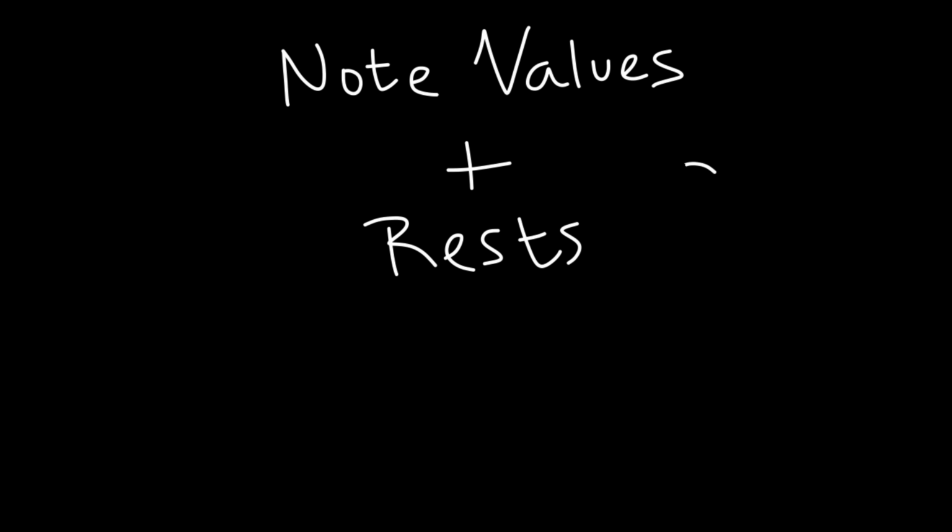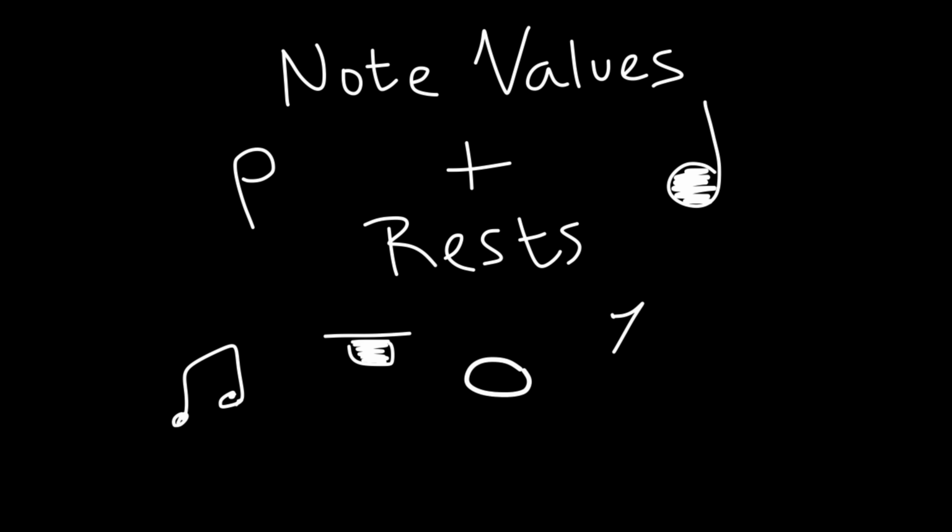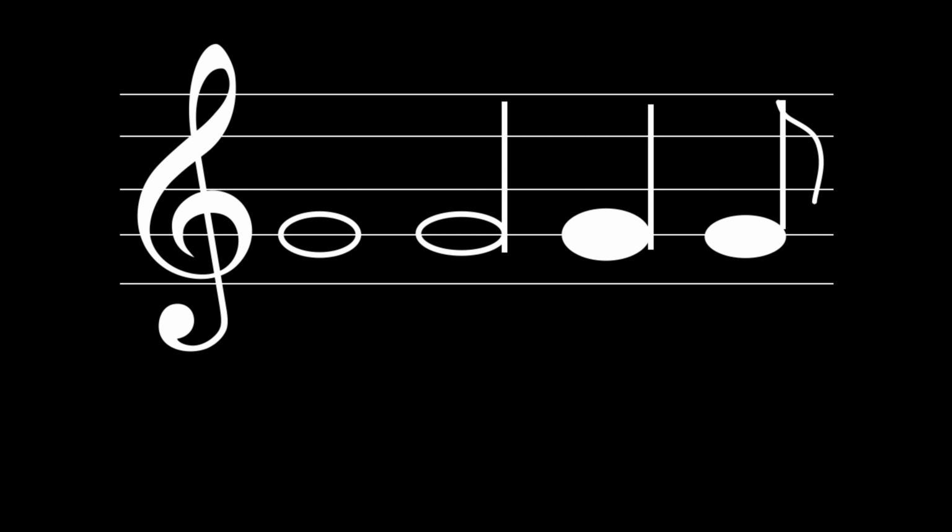In this video, we will talk about note values and rests. Each note tells you not only which note to play on the keys, but also how long to hold that note. The location of the note on the staff tells you which note to play. This is up or down. The note value, or what type of note, tells you how long to hold that note. Let's go over some common note values.